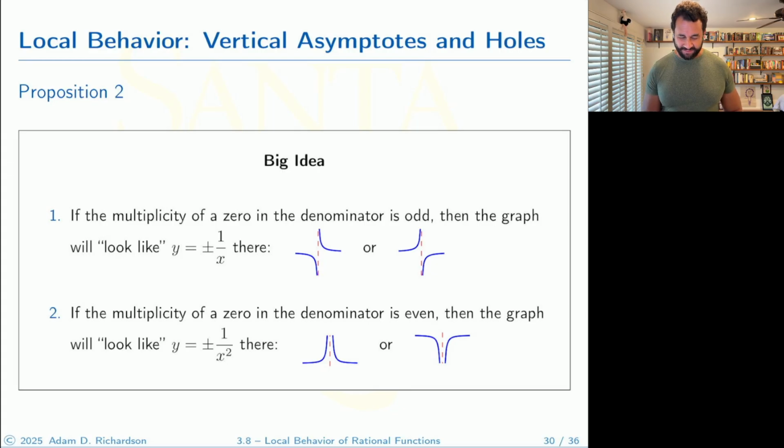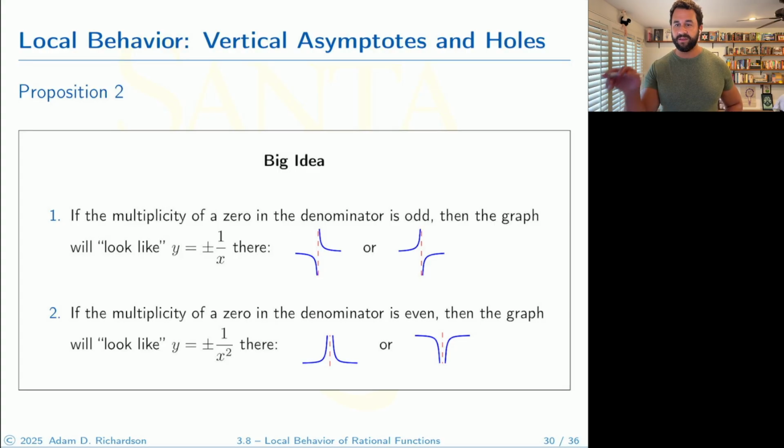So if the multiplicity is odd, then your graph will look like 1 over x at that asymptote. If the multiplicity of a zero is even, then the graph will look like 1 over x squared. It'll either look like this or it'll look like that. So that tells you everything you need to know about the asymptotes.